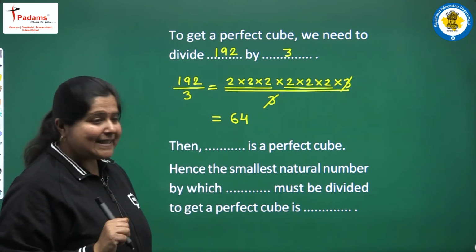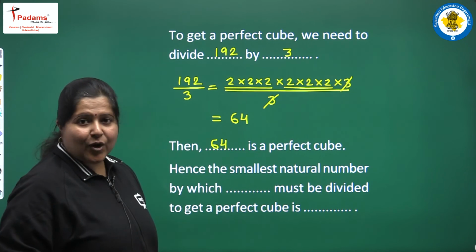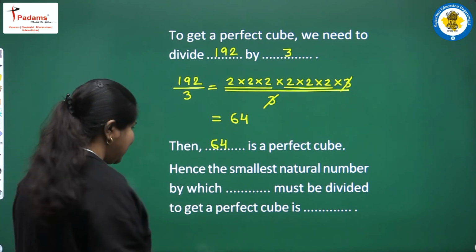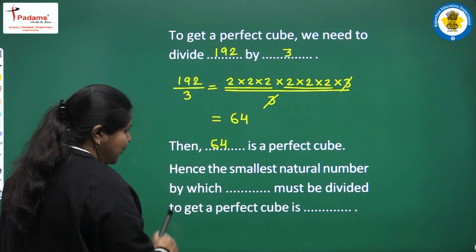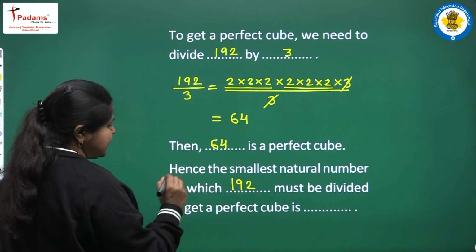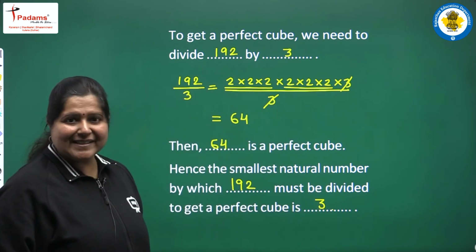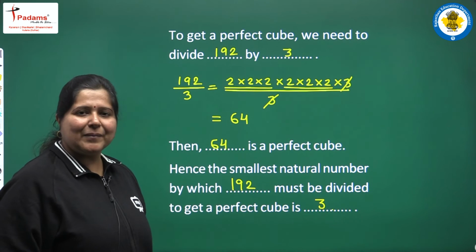And now we can see that 64 is a perfect cube because it is equal to 4 cube. Hence the smallest natural number by which 192 must be divided to get a perfect cube is 3. 3 से divide किया और एक perfect cube हमें मिल गया.